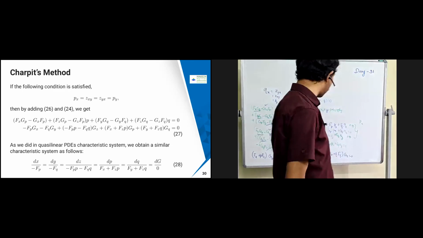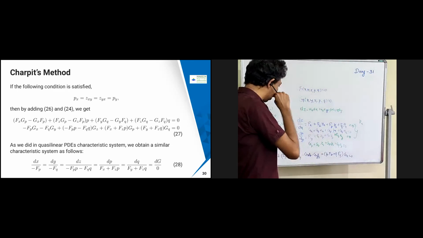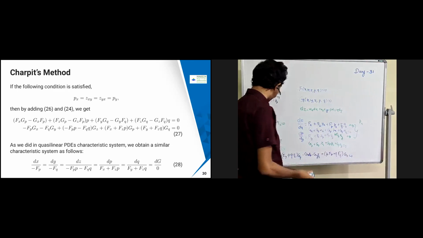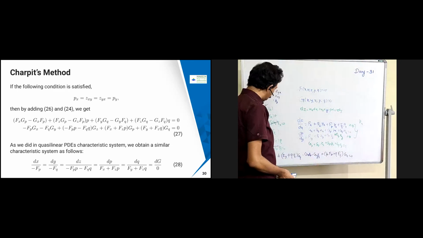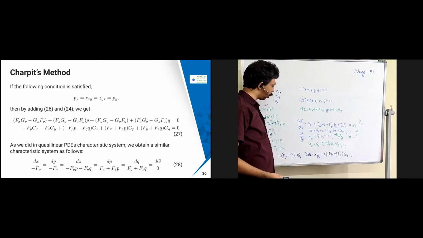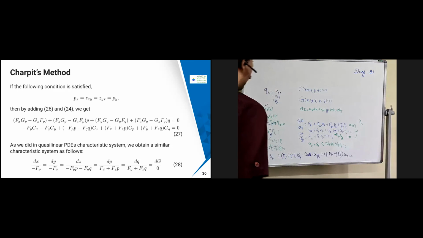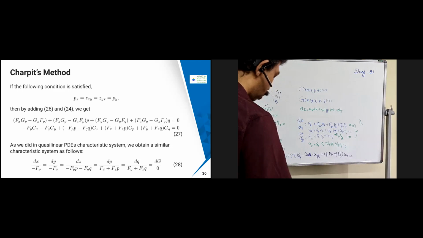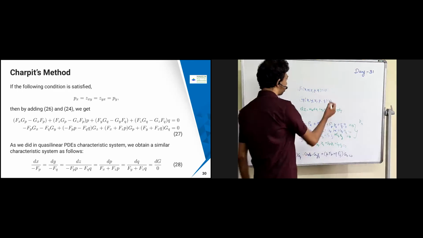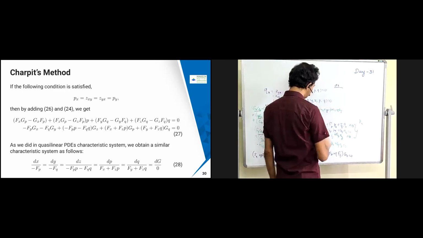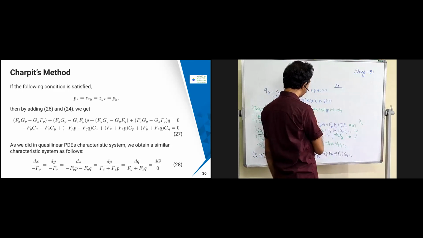The characteristic system is going to become like this one, in terms of GP, GQ, etc. This is exactly similar to the quasi-linear PDE which we had earlier. We have a similar type of case, so you can find that similar kind of logic over here. I'm just trying to solve for the G.